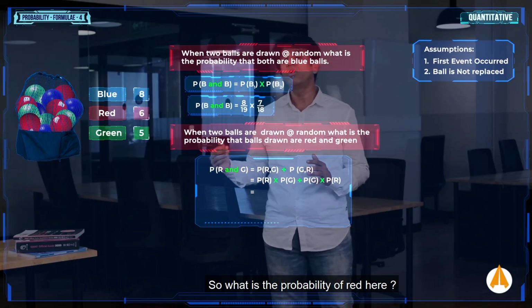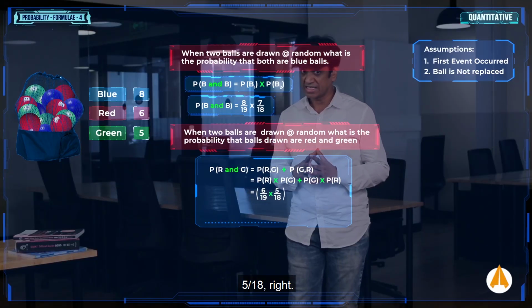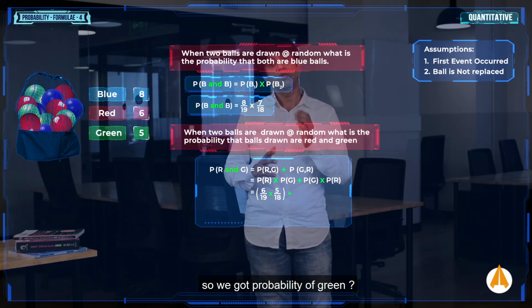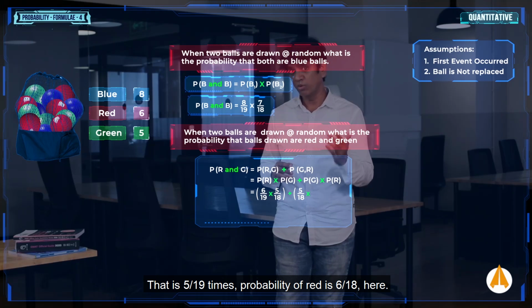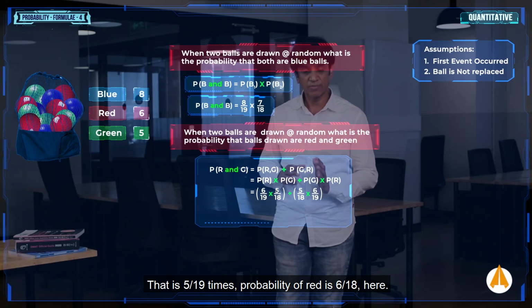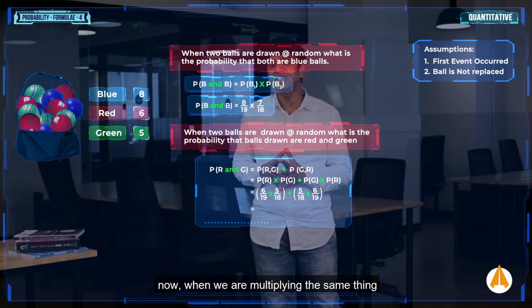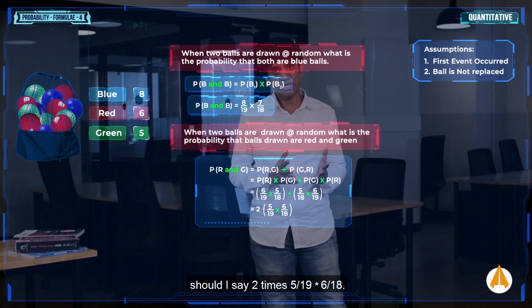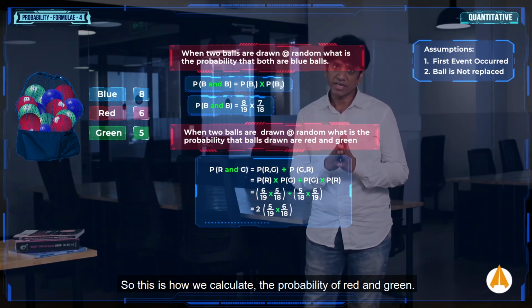So what is the probability of red here? 6 by 19, right? And what is the probability of green? 5 by 18, right? Remember, one ball is gone, totally 18 balls are there. Or, we get probability of green, that is 5 by 19, times probability of red, which is 6 by 18 here, right? So if you see, both these two things are the same, right? Now, when we are multiplying the same thing, can I say 2 times 5 by 19 into 6 by 18, right? So this is how we calculate the probability of red and green. Is that clear?